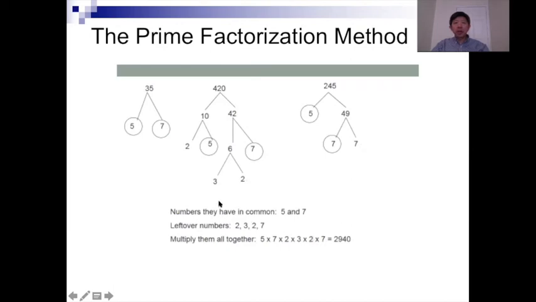So this is the method: first of all, you have to find the common factor, 5 and 7. And what's leftover? The leftover is 2, 3, and 2, and then 7. And then you take the common factor times the leftover numbers, and that is the LCM. So this is the prime factorization method.